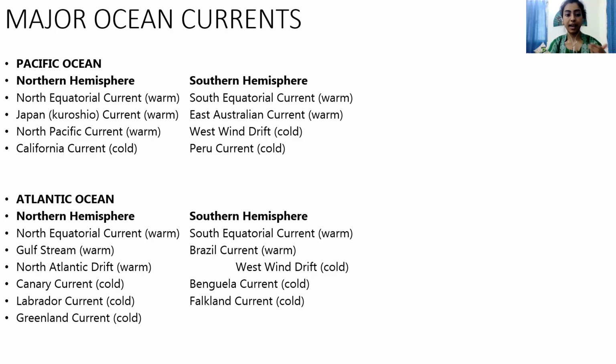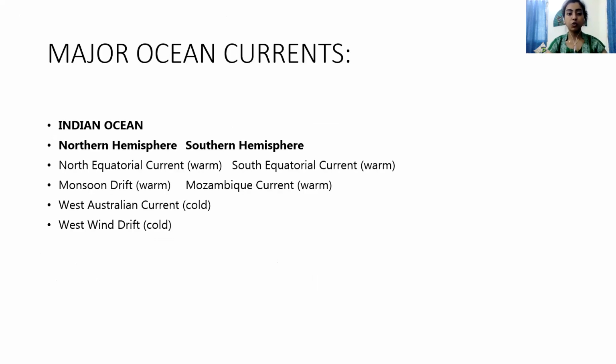In the northern hemisphere, the Canary current, Labrador current, and Greenland current are all cold ocean currents. Similarly, in the southern hemisphere also we have warm currents and cold currents in the Atlantic Ocean. In the Indian Ocean also we have cold ocean currents and warm ocean currents.